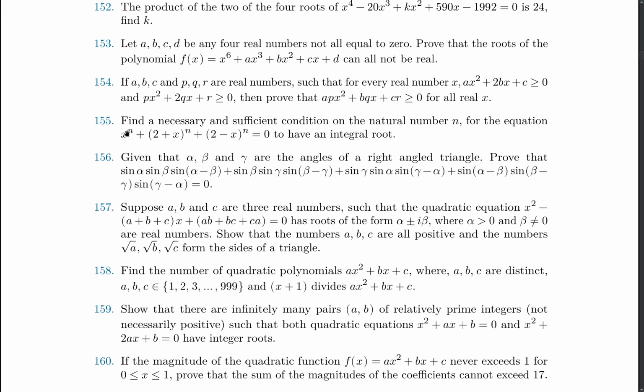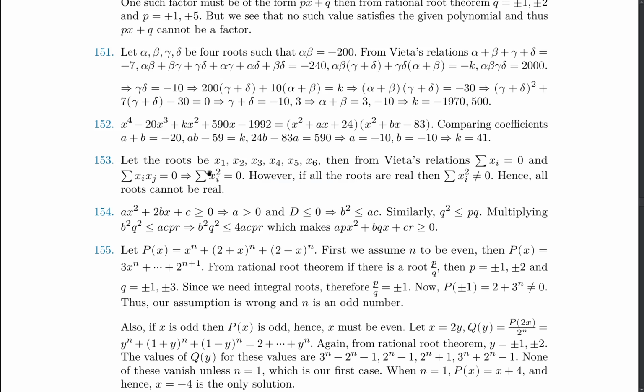So question 155, which we did in the last video. The statement is: find the necessary and sufficient condition on the natural number n for the equation x^(n+2) + (2 + x)^n - (2 - x)^n = 0 to have an integral root. So that is what we need to do.